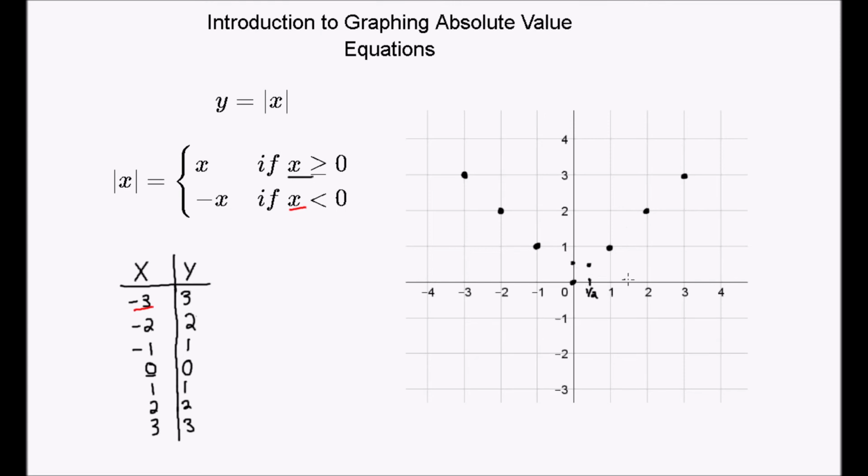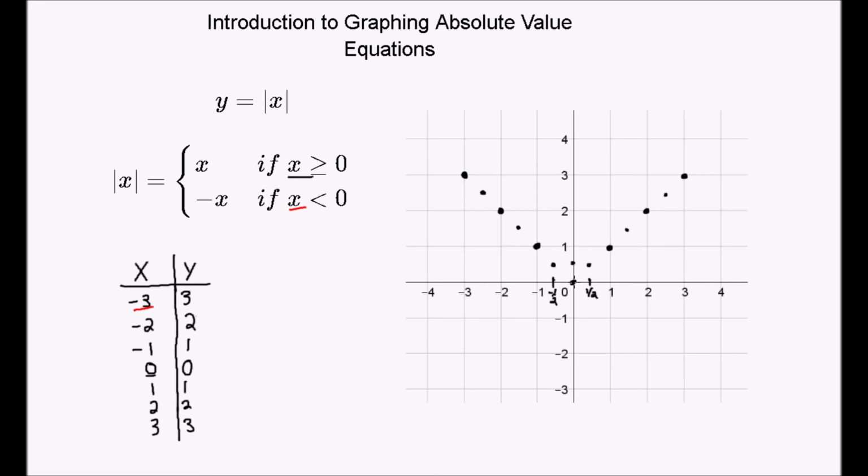And you can imagine the same thing with 1.5. It's going to be roughly here, 2.5. The same thing over here with negative 1/2: the absolute value of negative 1/2 is positive 1/2. So negative 1/2 is less than 0, so negative 1/2 goes to 1/2. Same thing with negative 1.5, negative 2.5. The absolute value of negative 1.5 will be 1.5, and the absolute value of negative 2.5 will be 2.5.